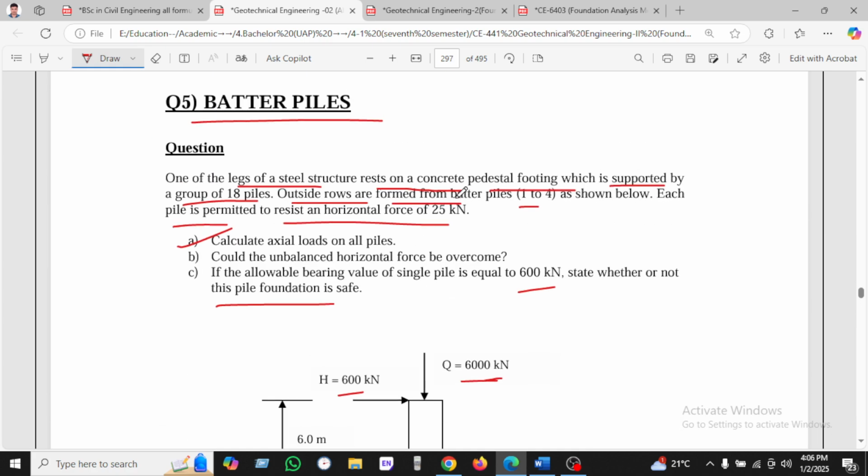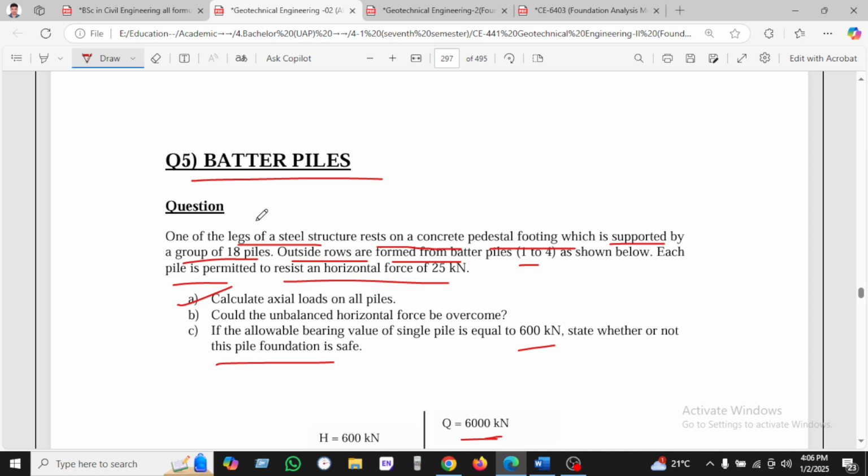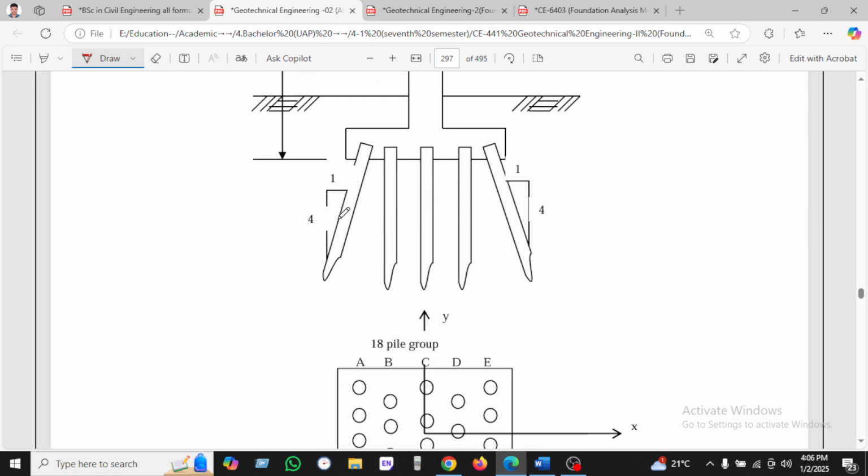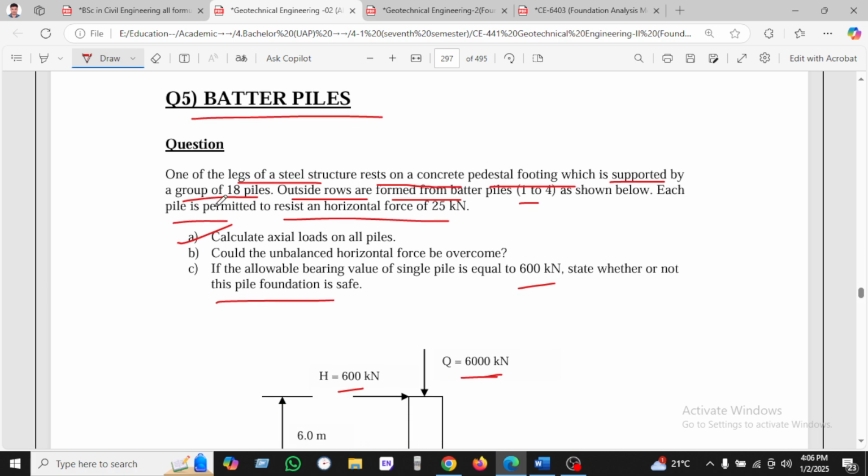Here is a batter pile. So you can see the batter pile. Here is the batter pile. So you can see how we calculate one leg of the steel frame that rests on the concrete pedestal footing, which is supported by a group of 18 piles. The outside row of piles is battered at 1 to 4, as shown below.